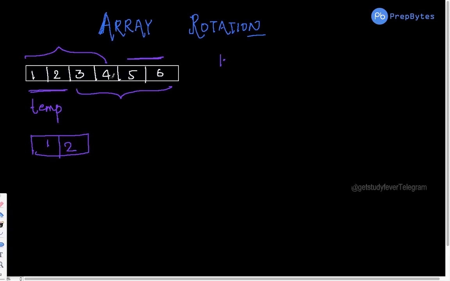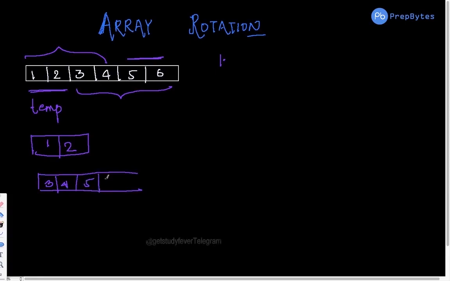Now I'll shift all of these to their new places. We are rotating by 2, so everything has to be shifted 2 positions. So now what will happen? Our array will look something like this. We'll have 3, 4, 5 and 6.